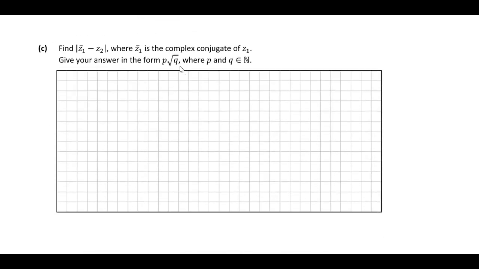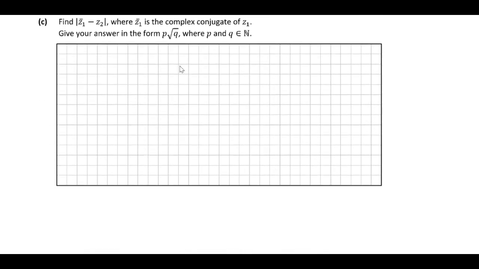Let's have a look at part C. Find the modulus of the conjugate of Z1 minus Z2, where the bar on Z1 is the complex conjugate of Z1. Give your answer in the form p root q, where p and q are natural numbers. These two lines here just mean that you've got to get the modulus of what's between them. The modulus just means you get the square root of a squared plus b squared. We'll do that in a second.